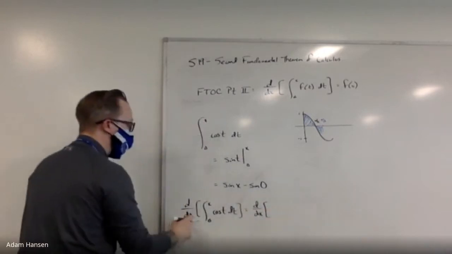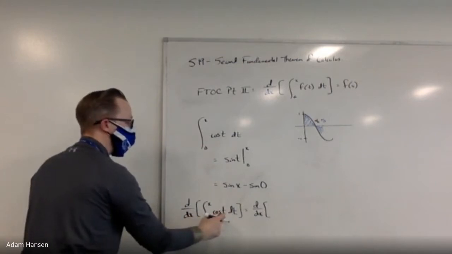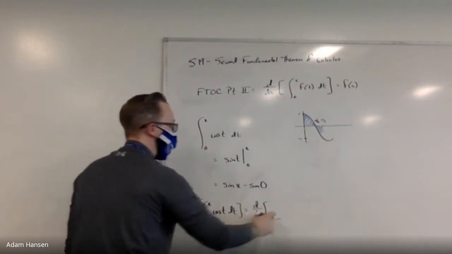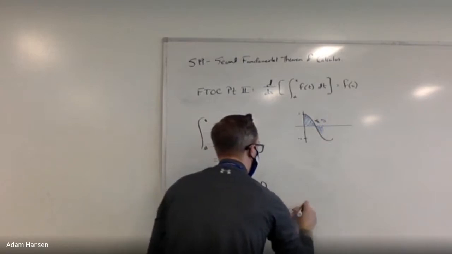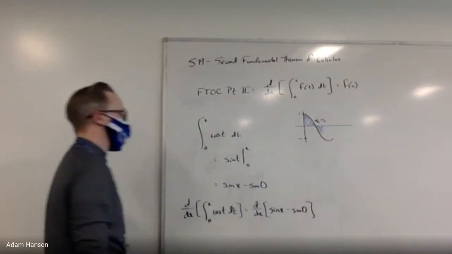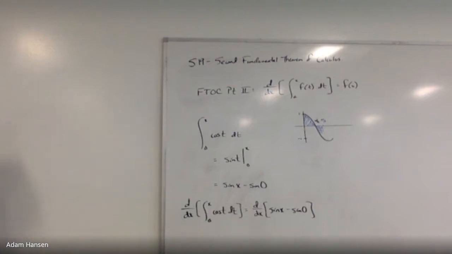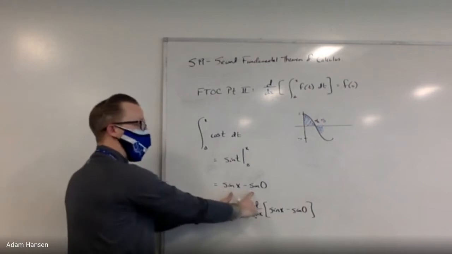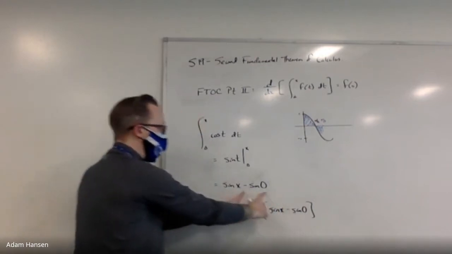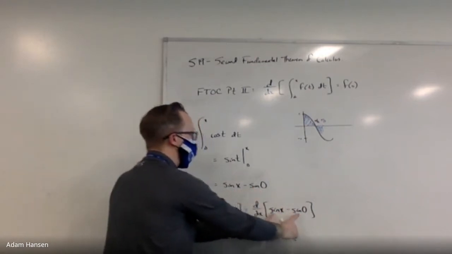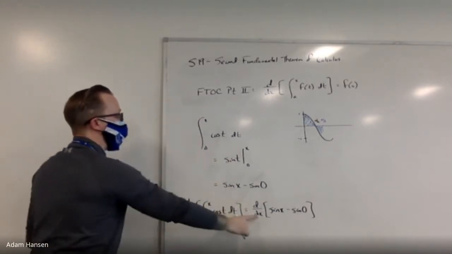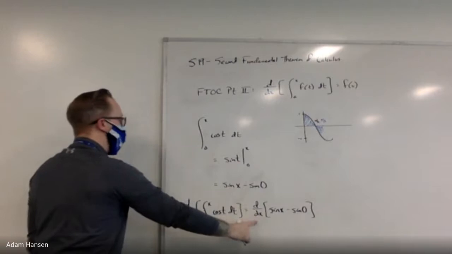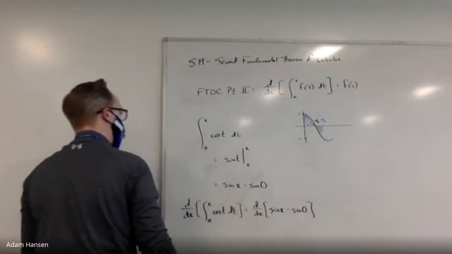So if I take the derivative of this definite integral, it's the derivative of sine x minus sine of 0. I just take the derivative of what I worked through using the first fundamental theorem of calculus. I evaluated the first part using the first FTC. I take the derivative for the second part of that fundamental theorem. What's the derivative of sine x?